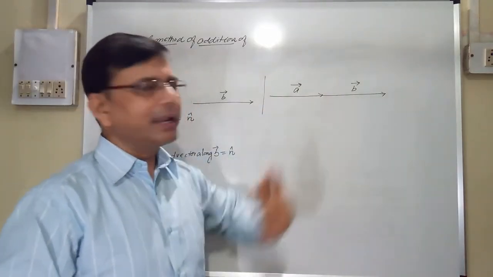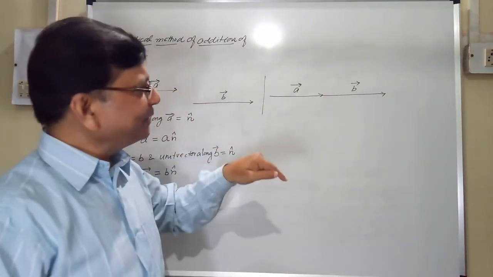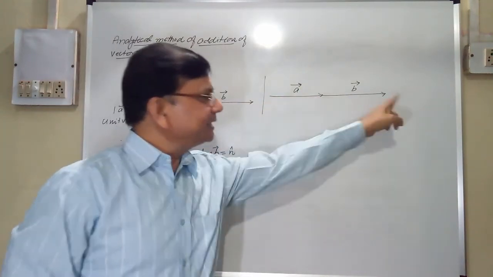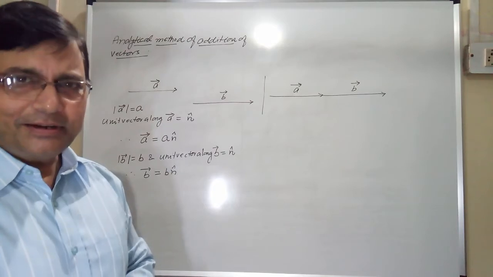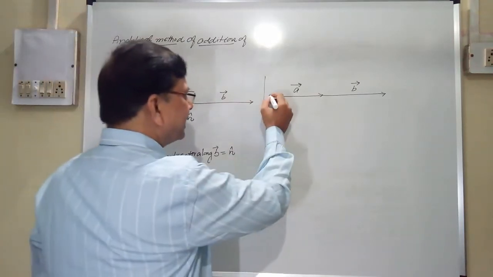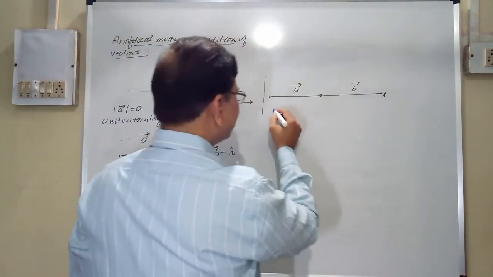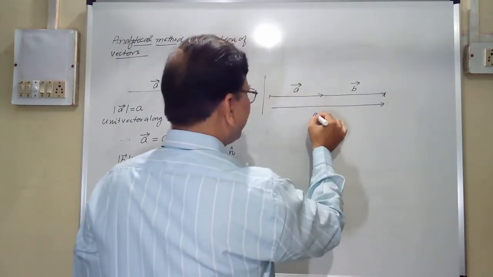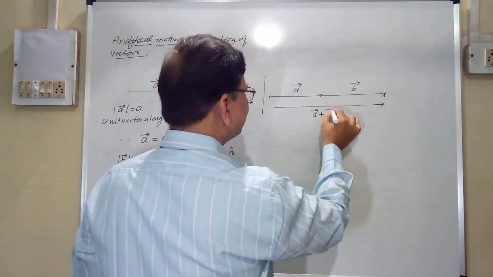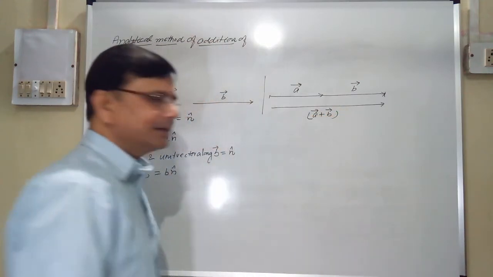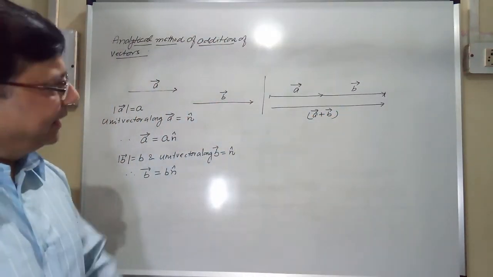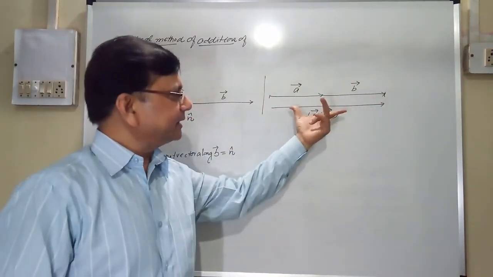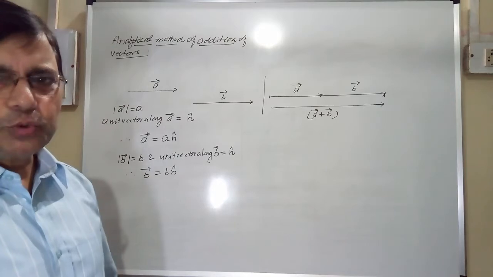Since it is a straight line, so another line, if you are joining from tail of A to head of B, you will get the same line, isn't it? So from here to here, whatever vector you are getting, that is the vector A plus B vector, right? Tail of A and head of B. This is the addition of these two vectors.